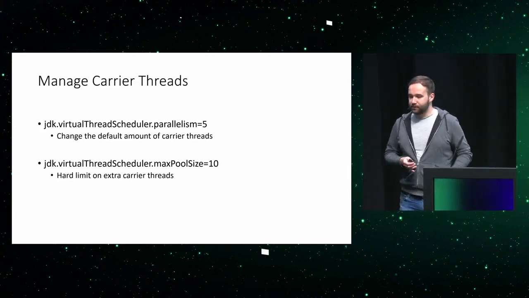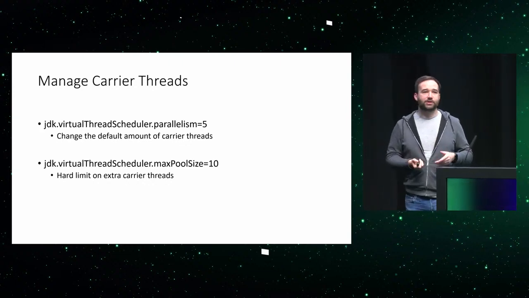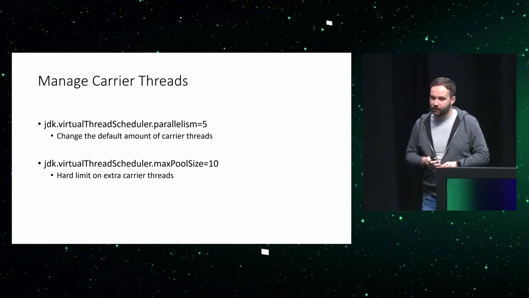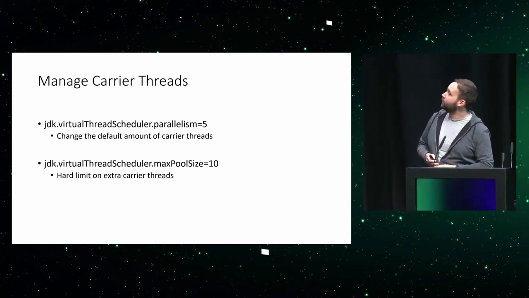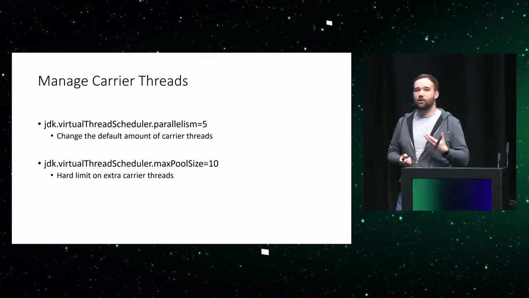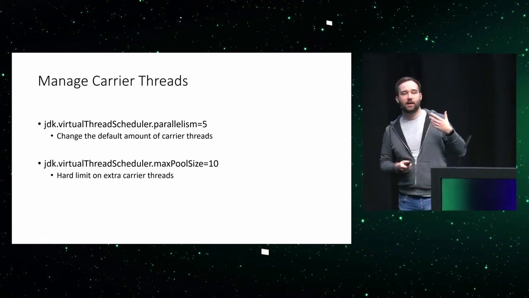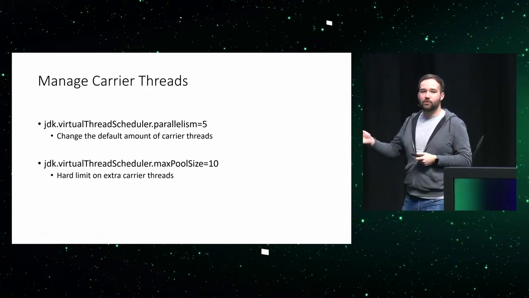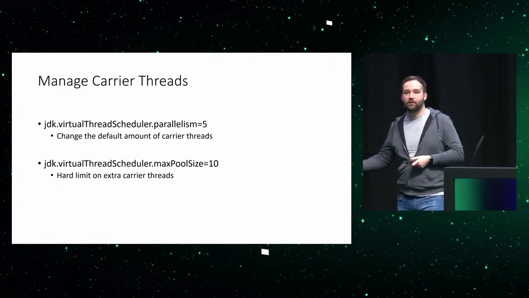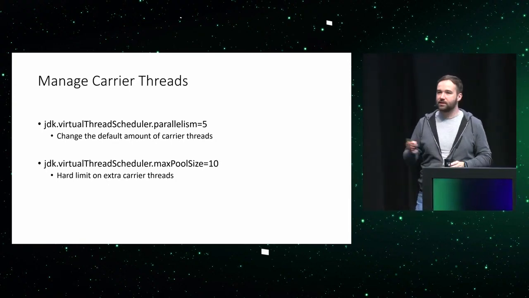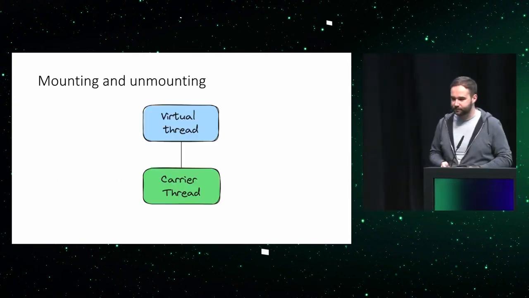And there is a max pool size. There are situations where more carrier threads are created than what the parallelism parameter says. So in this case, it will be 5. But there are moments where a virtual thread is being pinned, as I will cover later, and then more carrier threads can be spawned and they will be cleaned up later. Just know that there is a little bit of stretch in there.